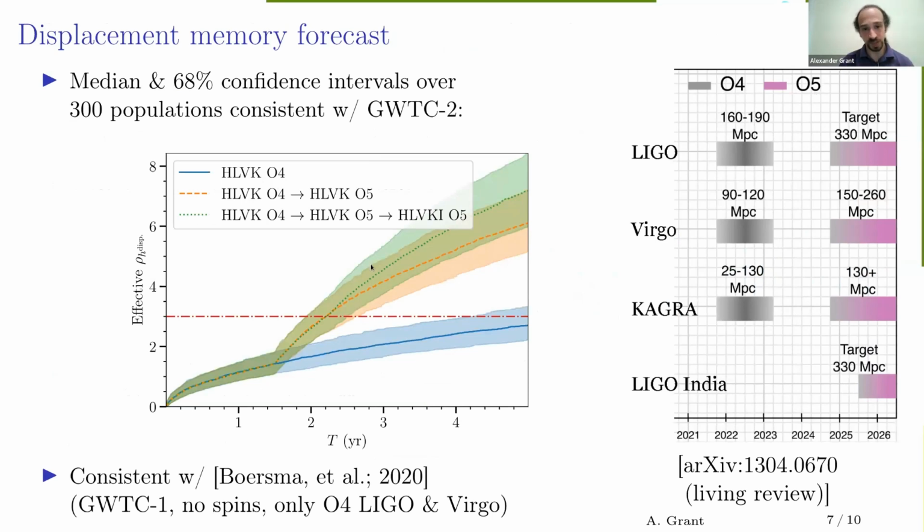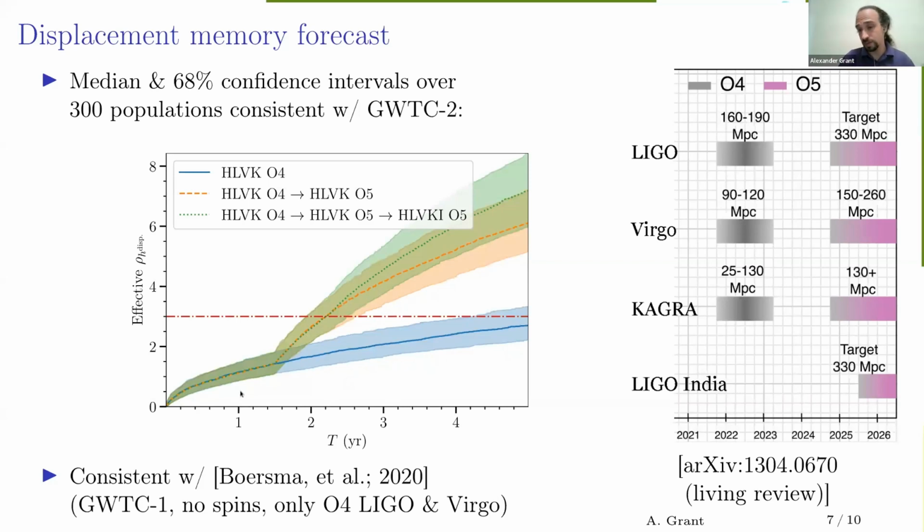So this is a plot where I show the SNR as a function of time. Instead of choosing just one representative population consistent with population models that are currently in use, I've chosen 300 and computed statistics like the median over these different populations. And consistent with previous results in the literature, if your detectors maintain this 0.4 sensitivity for 5 years, yes, it seems that the displacement memory will reach this detection threshold.